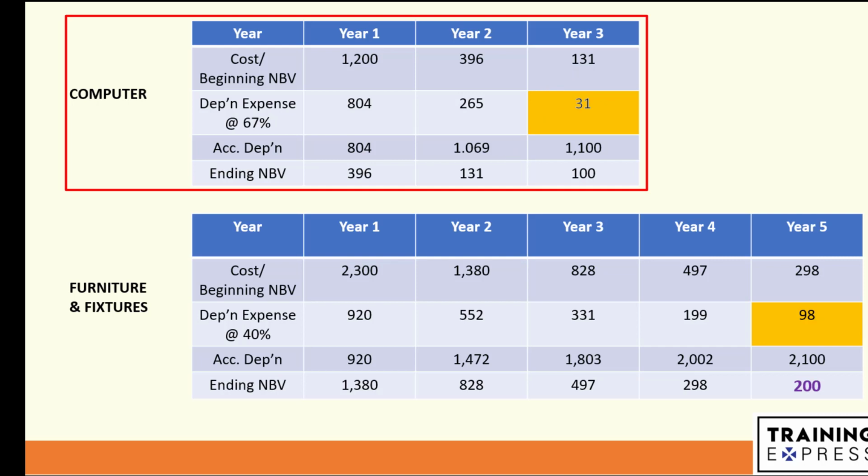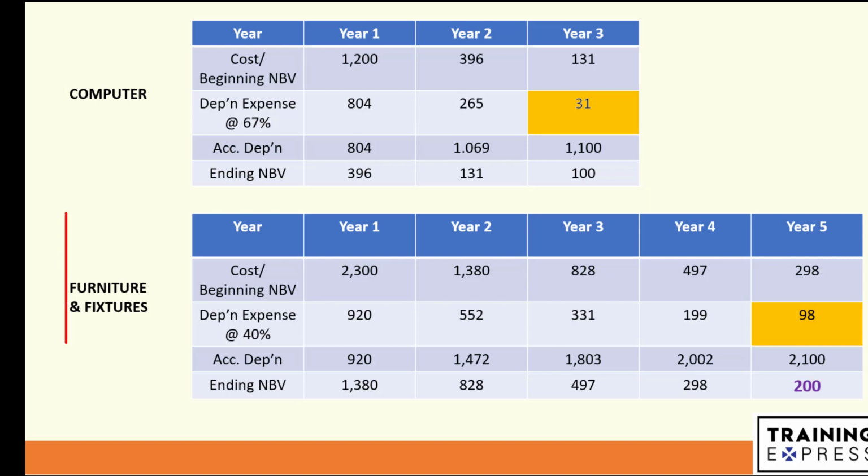Our residual value, which we assumed for the computer, is $100. So we will stop here at the end of this useful life of 3 years. We will put our residual value as $100, and our accumulated depreciation will be $1,100, and the balance to match will be $31. So in other words, here we cannot calculate exactly 67% of $131.